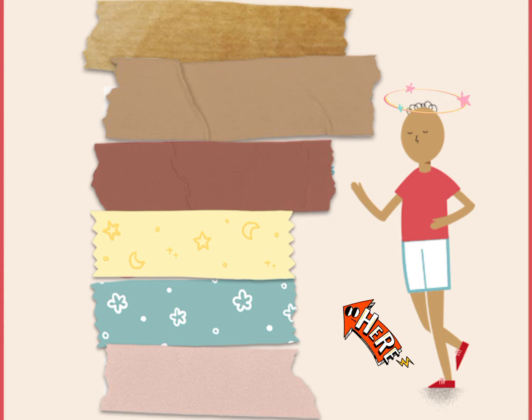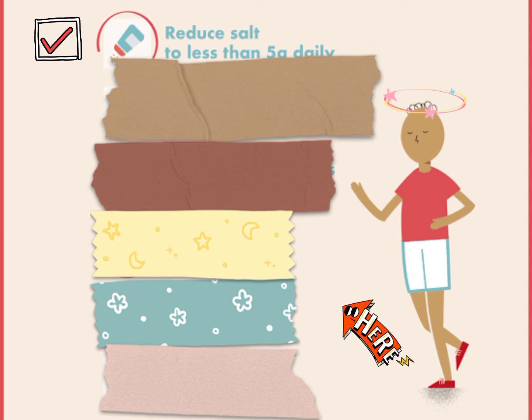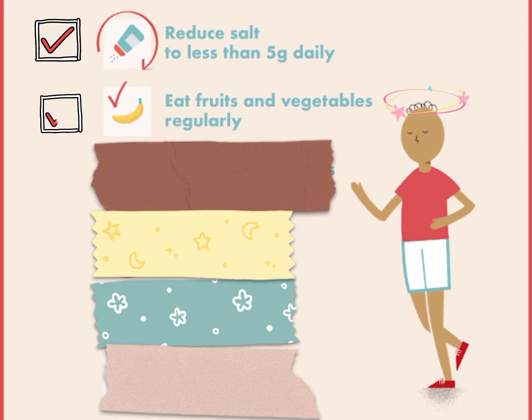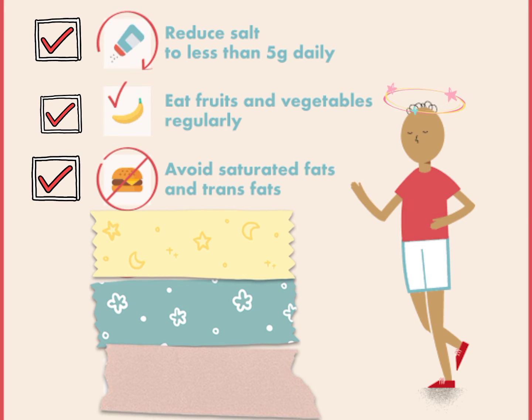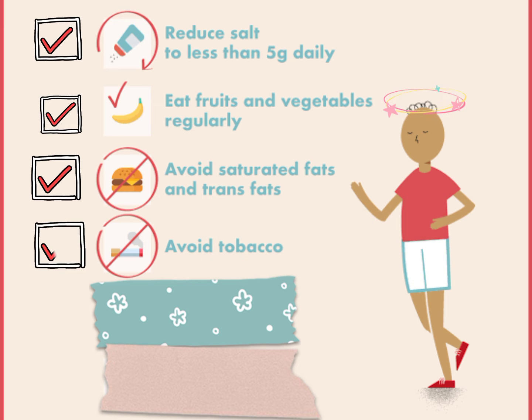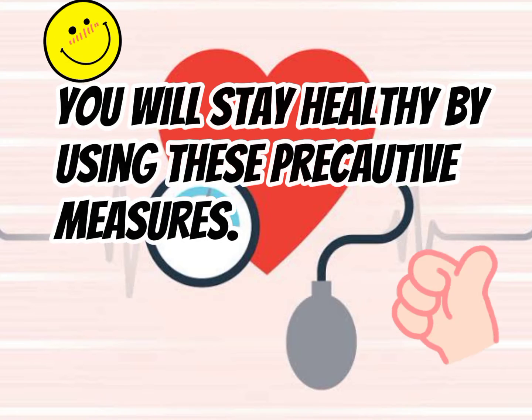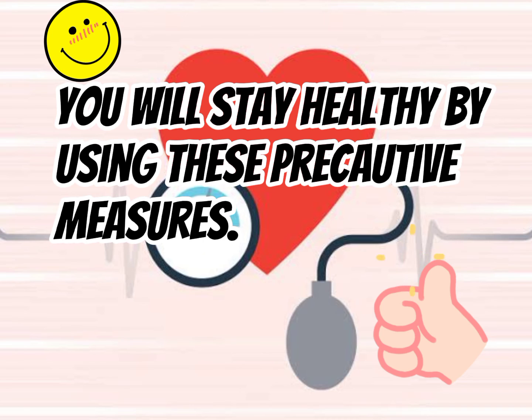You can prevent high blood pressure in the following ways. Reduce salt to less than 5 grams daily. Eat less salt to prevent hypertension. Eat fruits and vegetables regularly. Add vegetables and fruits to your daily diet. Avoid saturated fats and trans fats. Avoid junk food. Avoid tobacco. Your lungs can also stay healthy by avoiding tobacco. Reduce alcohol. Be physically active every day. You will stay healthy by using these precautionary measures.